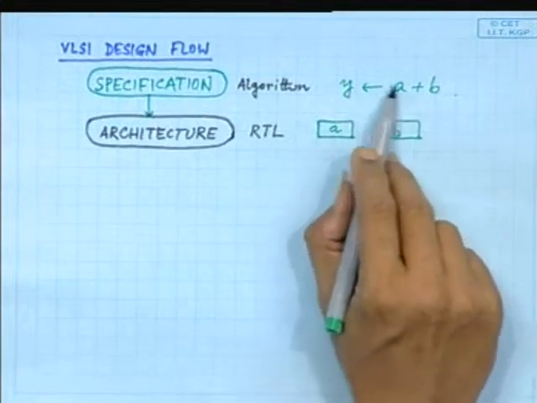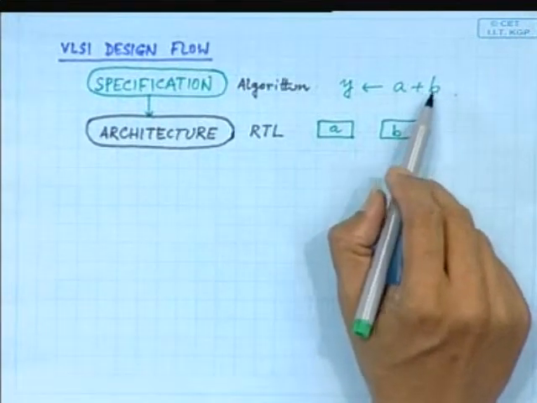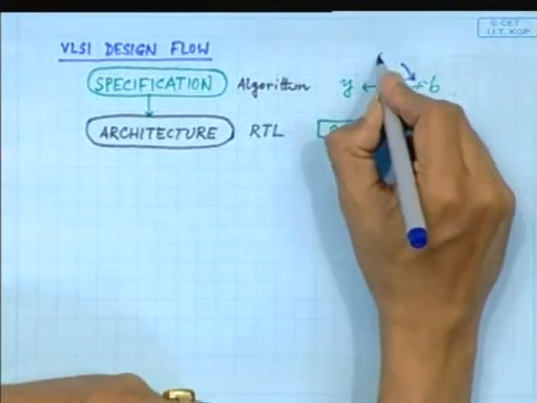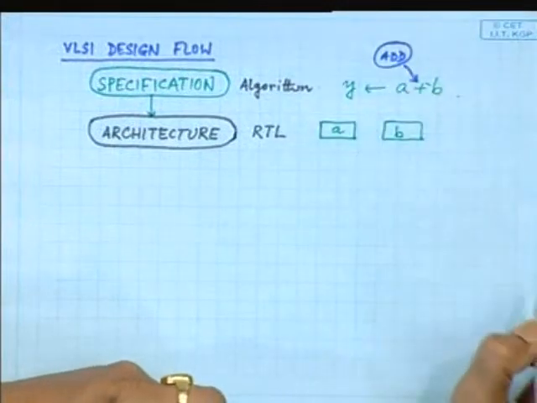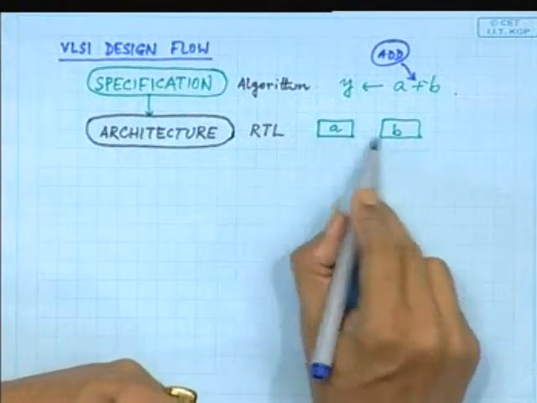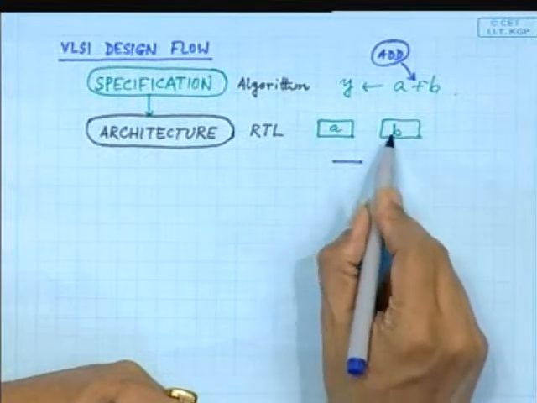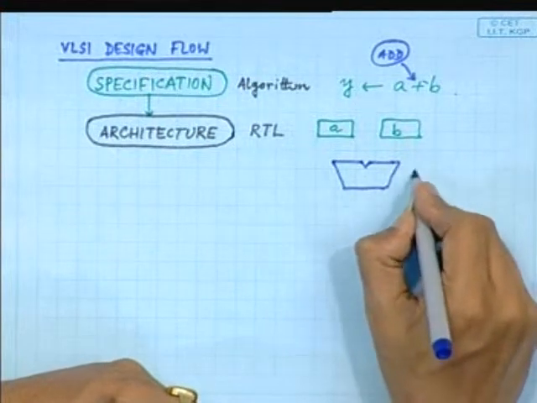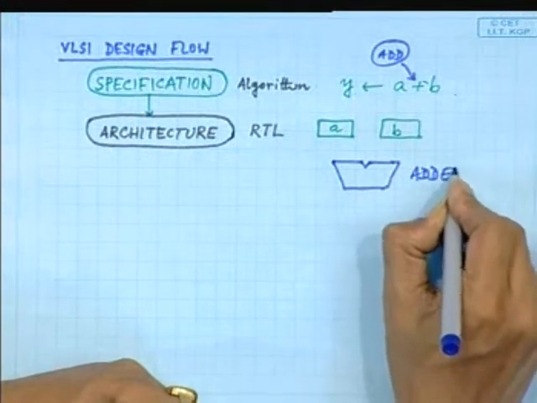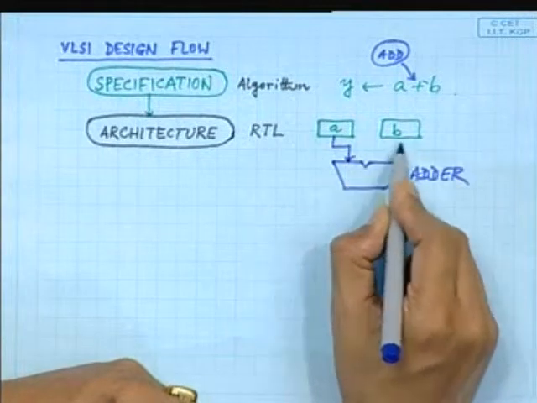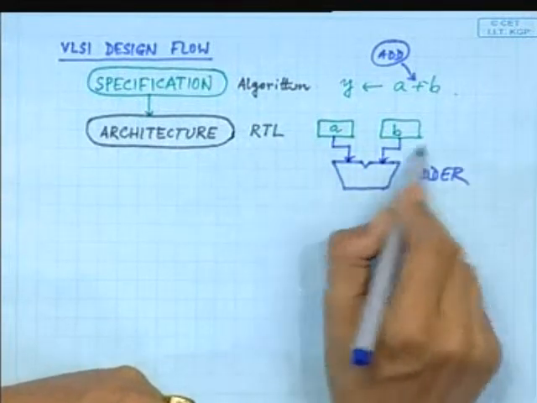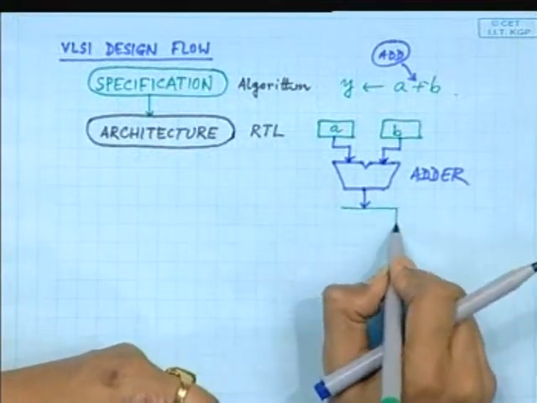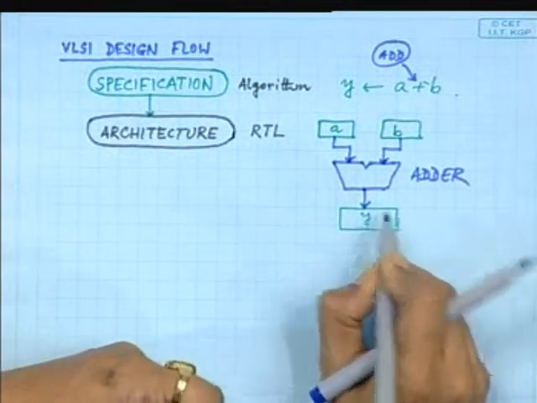Now we need to identify what the operation involved is. Here the operation involved is an addition. It could be something else also, but right now it's an addition. So the operation is add. So we have to put some hardware block which is capable of adding two numbers. If we call that an adder, there will be a hardware block which we will refer to as an adder, whose two inputs will be connected to the two registers, and whose output we will put into another register, and that register will be called Y.